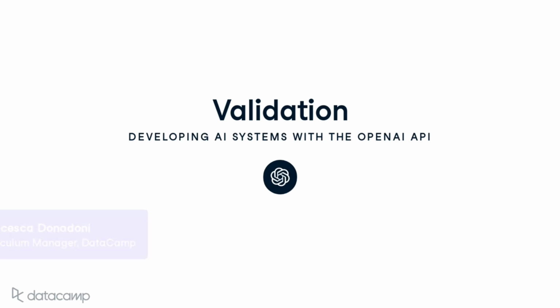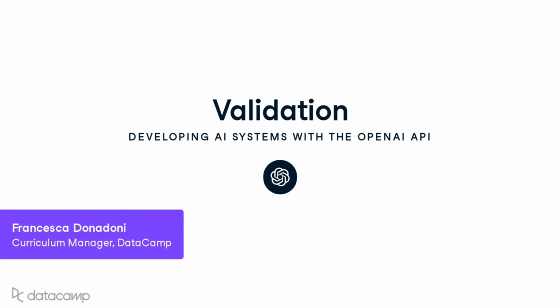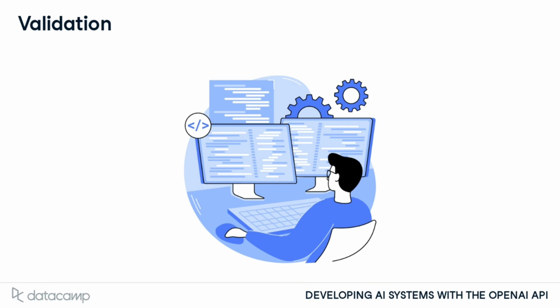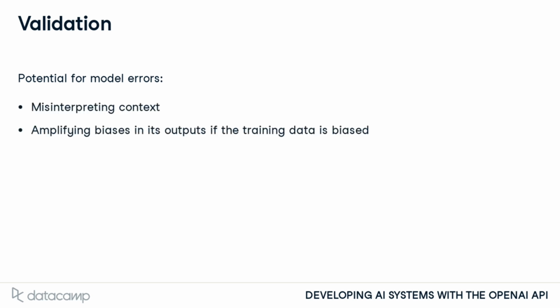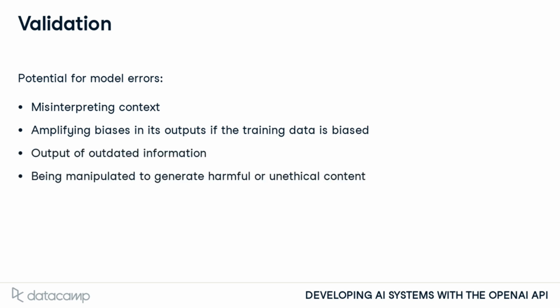In this video, we'll continue our journey to ensure that the AI systems we're building meet expected standards and provide good quality content to users. With validation, we are testing the model's performance to uncover areas where the model might be prone to making mistakes. Validation is aimed at uncovering a variety of cases that mimic its use in the real world, such as misinterpreting context, amplifying biases in its outputs if the training data is biased, outputting outdated information, being manipulated to generate harmful or unethical content, or inadvertently revealing sensitive information.